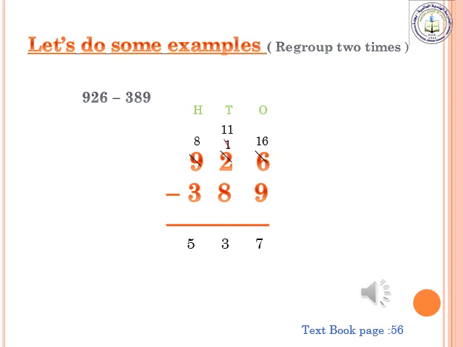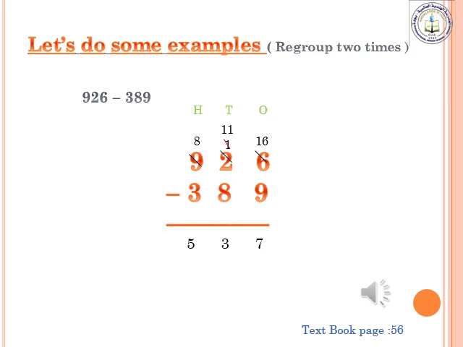So we should borrow. Borrow 1 from tens place. In tens place 2. If we take 1 from 2, it will be 1. And then 1's place, we will get 16. Now you can subtract 9 from 16. Keep 9 in your fingers and count backward of 16. Then you will get 7. In 1's place, 7.